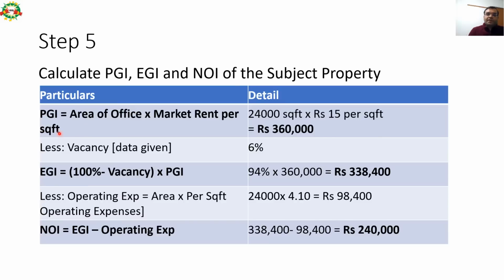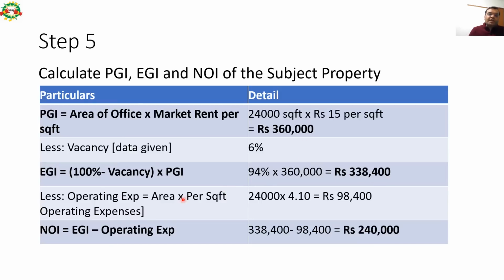So for calculation of PGI, the area of the office is given in the question and the market rent per quarter per square feet is also given in the question. So 24,000 square feet and 15 rupees per square feet. The market rent is given in the numerical case study. So annual potential gross income of the subject property is 3.60 lakhs. Vacancy as given in the question is 6%. So EGI will be equal to 94% of 3.6 lakh, which is equal to rupees 3.38 lakhs.